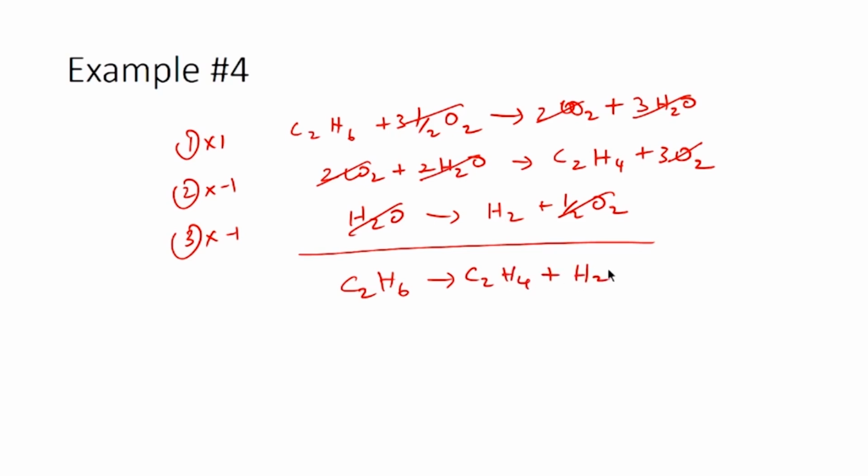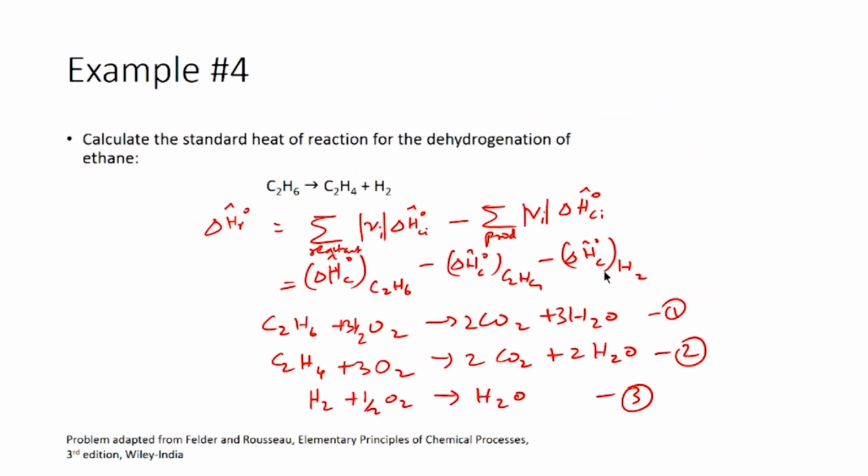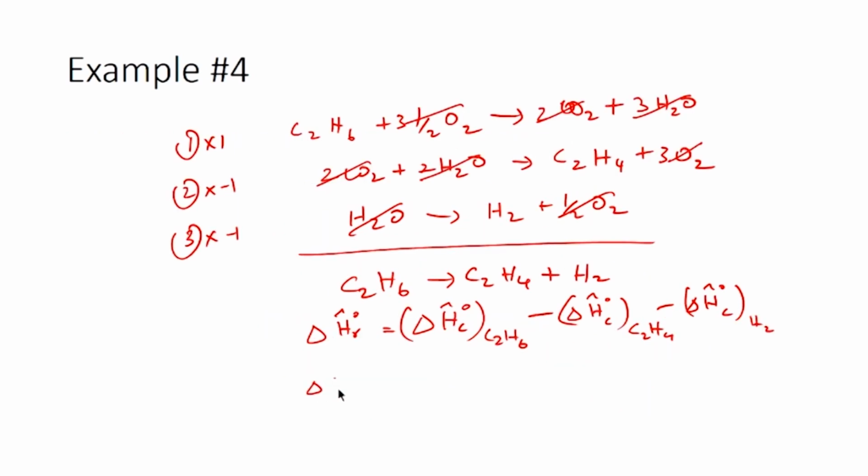So, the operation we did was 1 times reaction 1 minus 1 times reaction 2 minus 1 times reaction 3, which means your ΔH_R would be equal to heat of combustion for C2H6 minus heat of combustion for C2H4 minus heat of combustion for hydrogen. So, this is the same as the equation which we have here, which was obtained from the equation that was given earlier. Therefore, we can calculate the heat of reaction using the heats of combustion that can be obtained from any table.